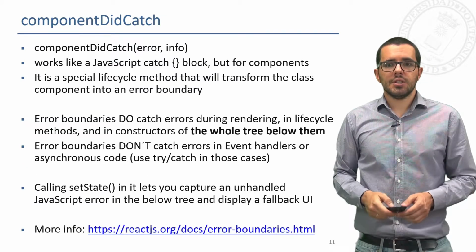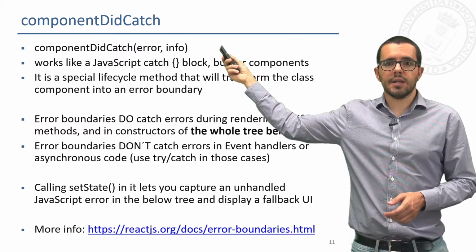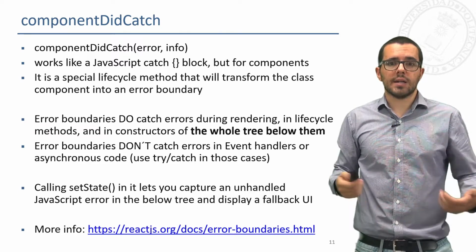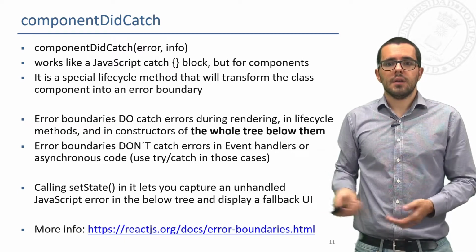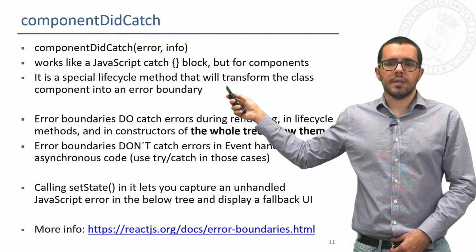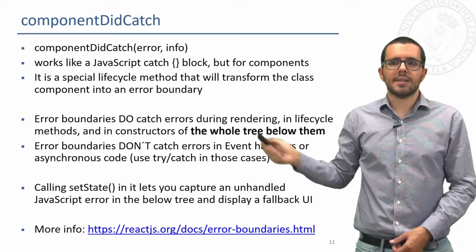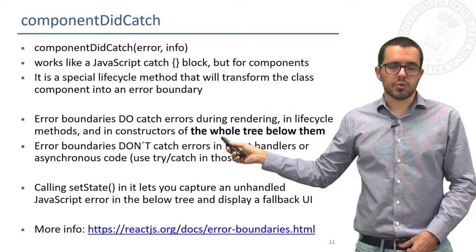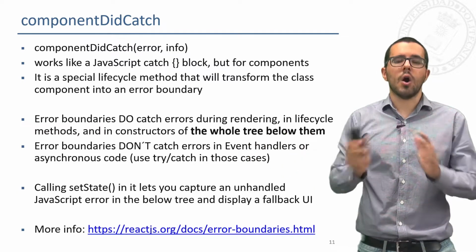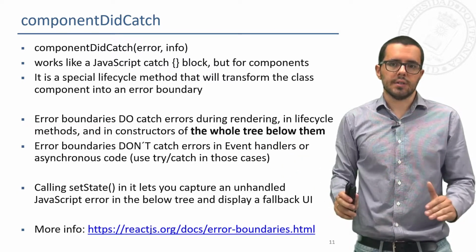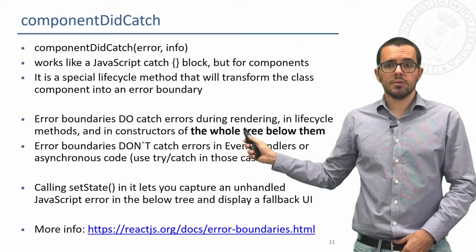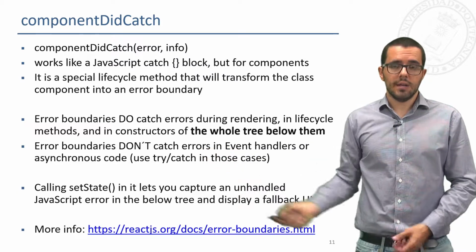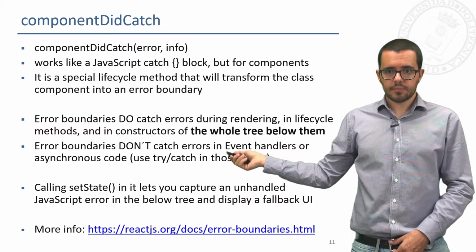Finally, componentDidCatch has this signature. It's just like a catch block, a traditional try catch block, but for components, to create an error boundary. Error boundaries do catch errors in rendering, in the lifecycle methods, and in the constructors of the whole tree below them, all their children. But they don't catch errors, of course, in event handlers or asynchronous code. In those cases, we have to use try catch.